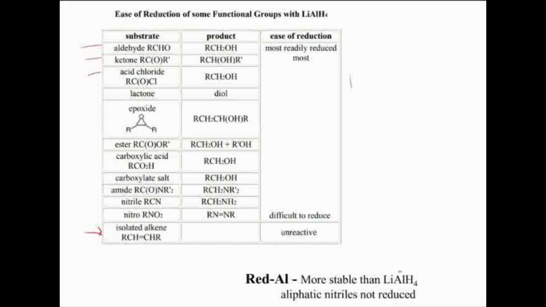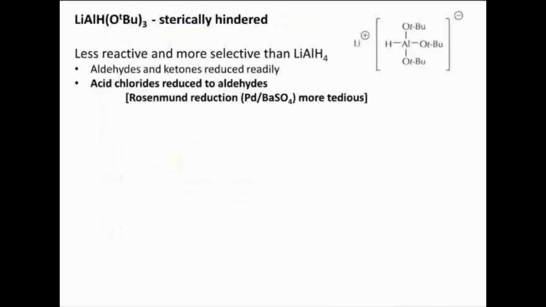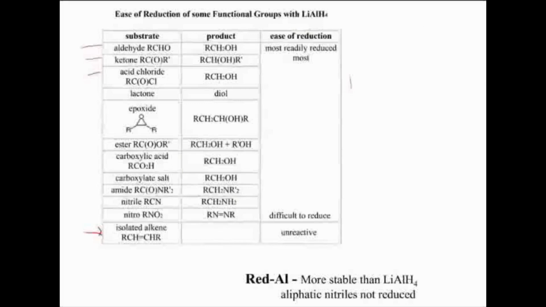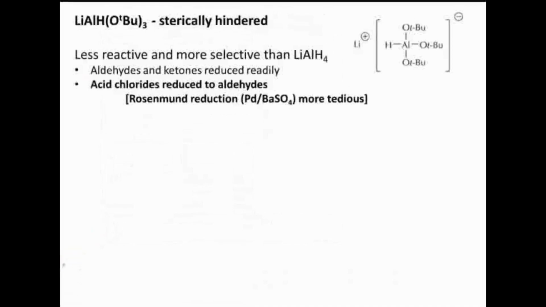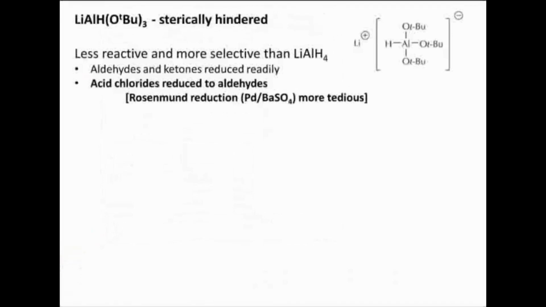However, it also reduces almost all functional groups, only aliphatic nitrile groups are not reduced. Aromatic nitriles are reduced to amines actually. And then when the hydride ions are replaced by tertiary butoxy group, so 3 groups are replaced and only 1 hydride ion is present, the reagent becomes less reactive and more selective than lithium aluminum hydride.